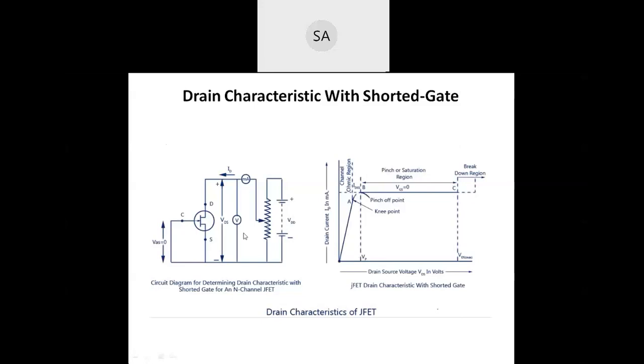Even if you are increasing these voltages, the drain resistance is more compared to the source resistance. So the reverse potential will be more at the drain than at the source, and so there will be no increment in the drain current.